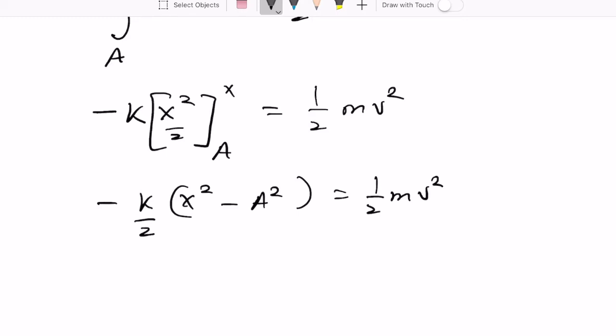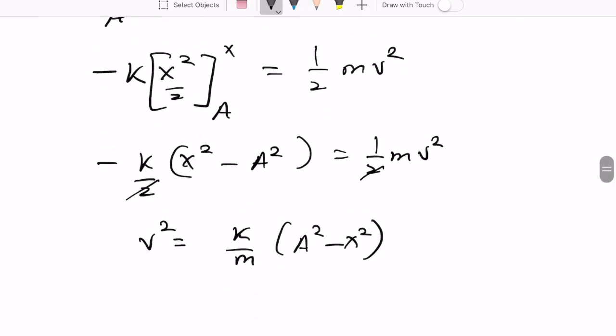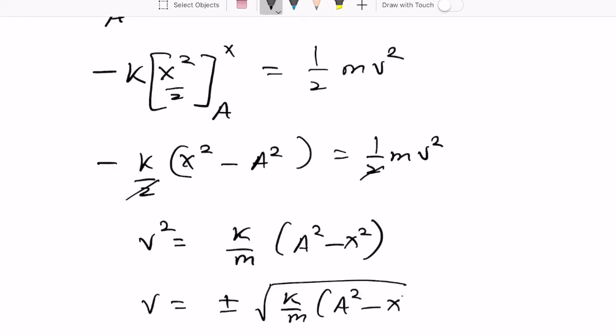You can just absorb the minus sign, distribute through with the minus k over 2, and cancel out the 2 as well. So basically I'm just doing algebra. So v squared is equal to k divided by m, times a squared minus x squared, and then you have the answer. So v is equal to plus or minus the square root of k divided by m, times a squared minus x squared, and that's the answer.